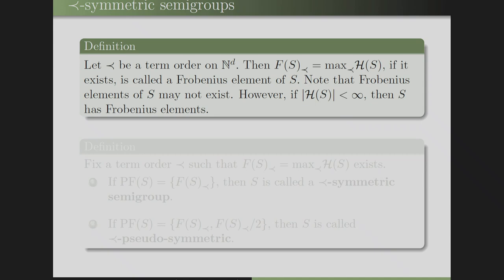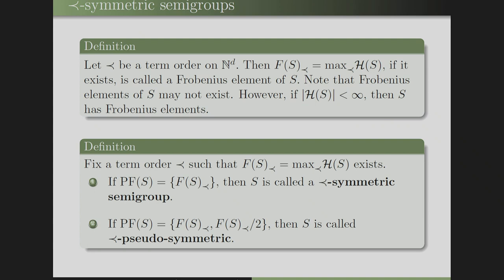Now we define symmetric semigroups. Let ≺ be a term order on N^d, and F(S) is the maximum of H_S with respect to this order, if it exists. It is called the Frobenius element of S. So the Frobenius element may not exist, but if H_S is finite, then it always exists. Fix a term order, and suppose F(S) exists. If PF(S) is {F(S)} only, then it is called a symmetric semigroup. And if PF(S) is {F(S), F(S)/2}, then it is called a pseudo-symmetric semigroup.